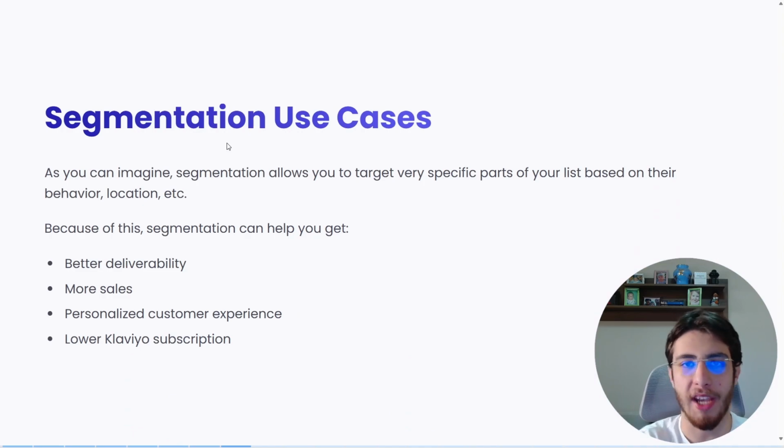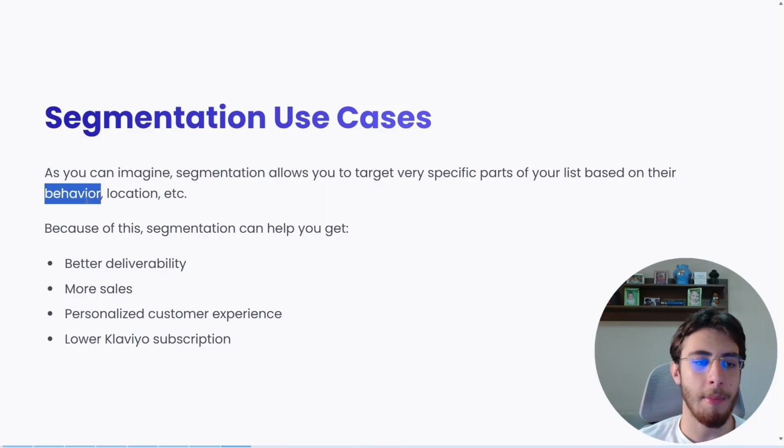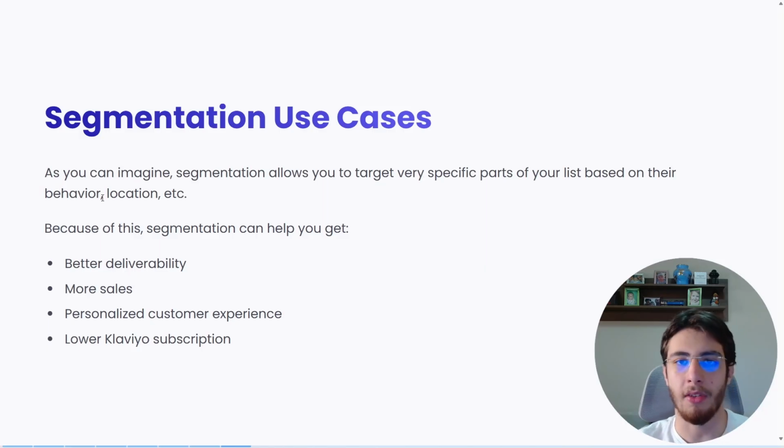Now, why segment? So segmentation use cases are vast, as you can imagine. Segmentation allows you to target very specific parts of your list based on their behavior, location, etc. So for example, behavior: you can target them based on their purchasing behavior. For example, they made a purchase 3 times in the last 6 months, or they abandoned their cart, stuff like that, right? Or you can target them based on their behavior when it comes to your marketing, so the way they interact with your email. So they open emails 0 times in the last 180 days, as you could see in that example. Or they, for example, open 3 emails in the past 6 months, whatever. You can target those segments, right? Based on their very specific behavior.